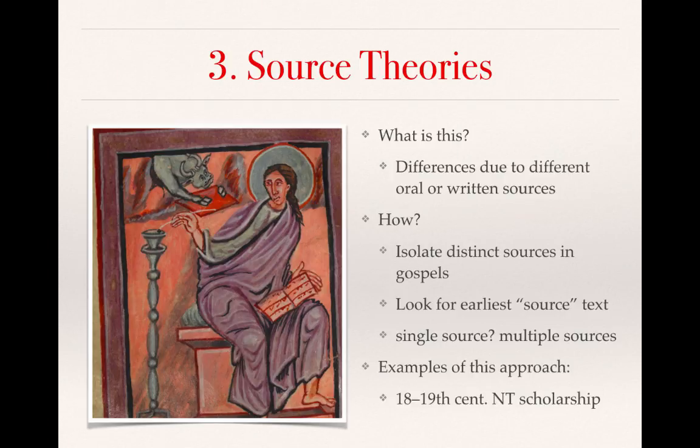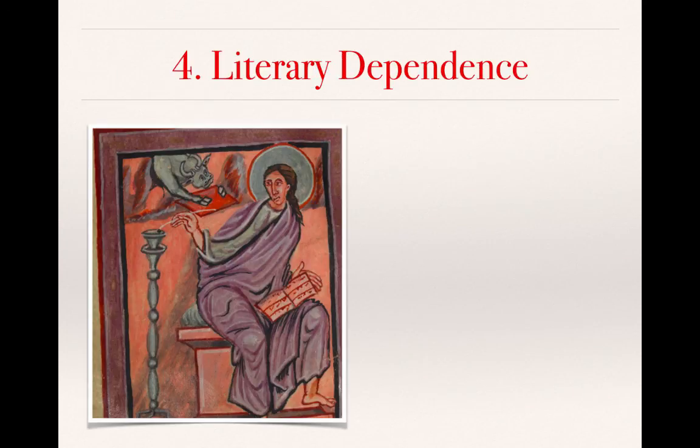Examples of this approach are generally 18th and 19th century New Testament scholarship. This was a very popular way of doing scholarship. Scholars thought that they could see seams within the Gospels and locate and isolate different sources. Finally, there is the suggestion of literary dependence. And this is similar to source theory, but it's looking at the sources as more complete Gospels. So this suggests that later Gospels know of and use earlier written Gospels.